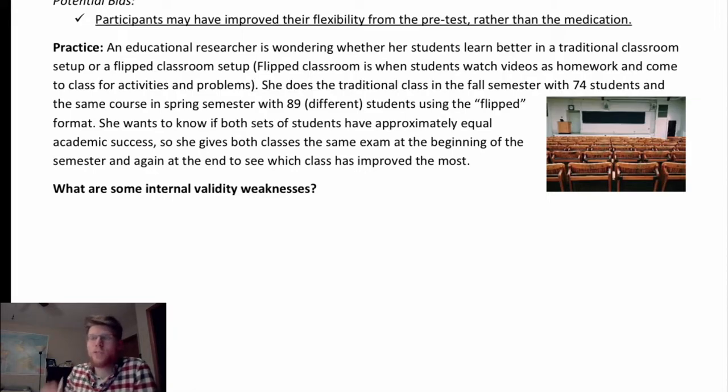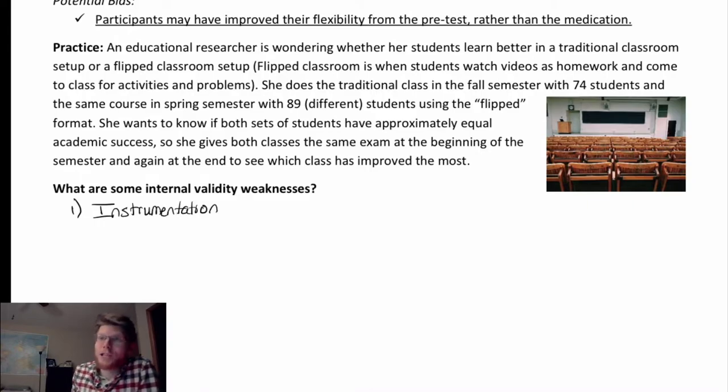Is the style of the instruction the only thing that's different between these two setups, or are there other possible confounding issues? The first one I'd bring up is instrumentation. Not because there's a clear red flag, but because we just have to ask the question, what is this exam? Do we know that this is a good measure of what you're studying? And is it well designed? So anytime we're working with some kind of a cognitive measure, we should really always think about instrumentation. How do we know that this is a validated assessment and that it's measuring what we think it's measuring?